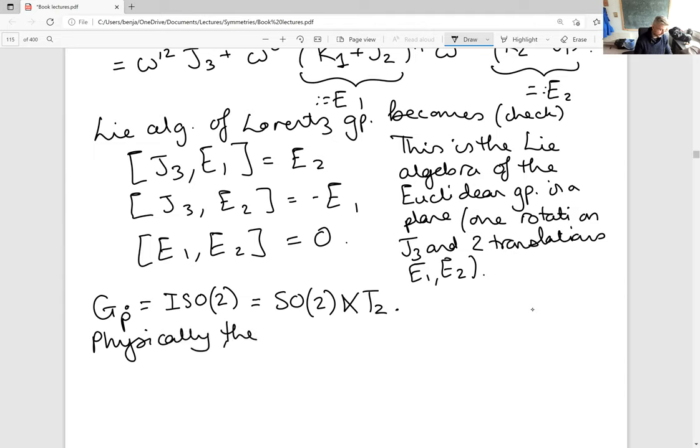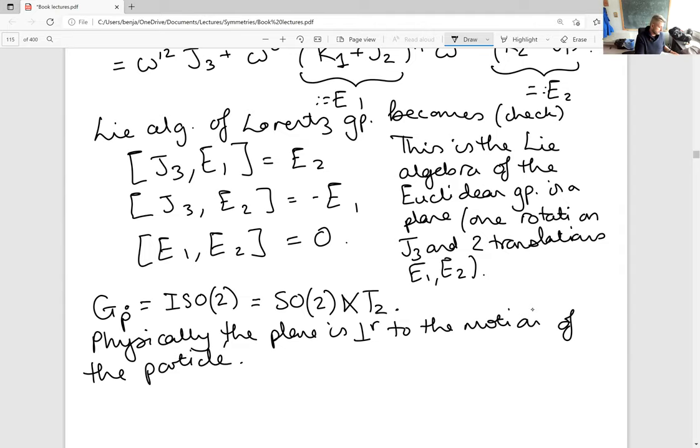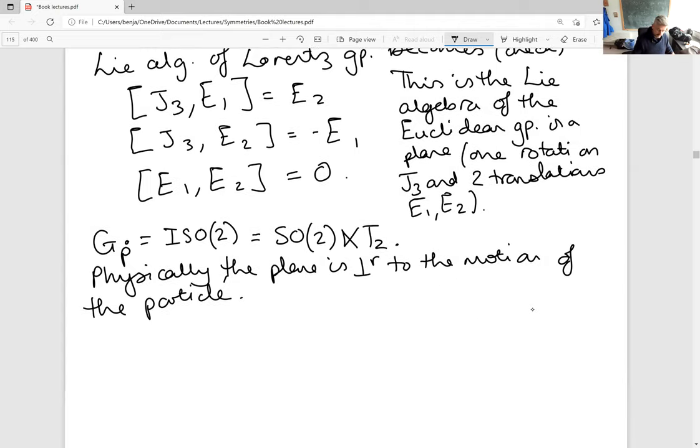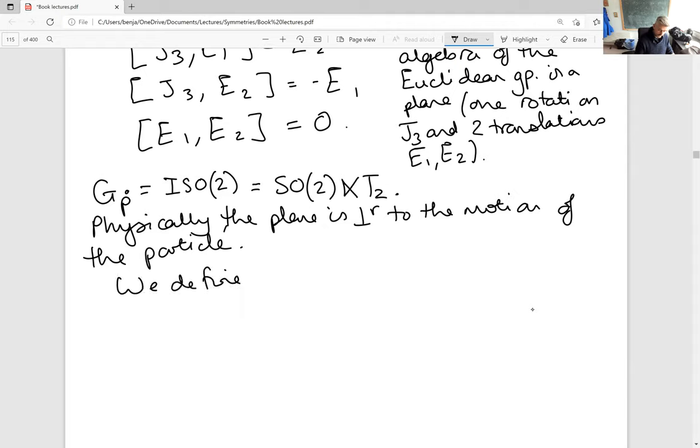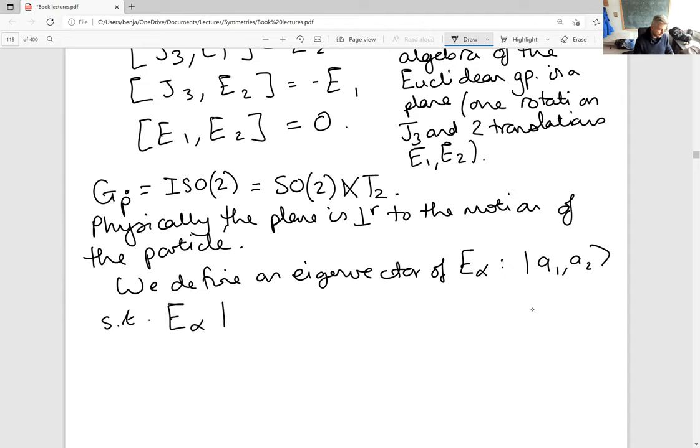So physically, the plane is perpendicular to the direction of motion. In other words, it's in the one and two directions, and our particle's going in the third direction. So we define an eigenvector of E alpha, the eigenvector being A1 and A2, such that, this is going to be an anti-Hermitian operator, acting on a state with labels B1 and B2, this gives us i B alpha times B1, B2, where alpha is one or two.